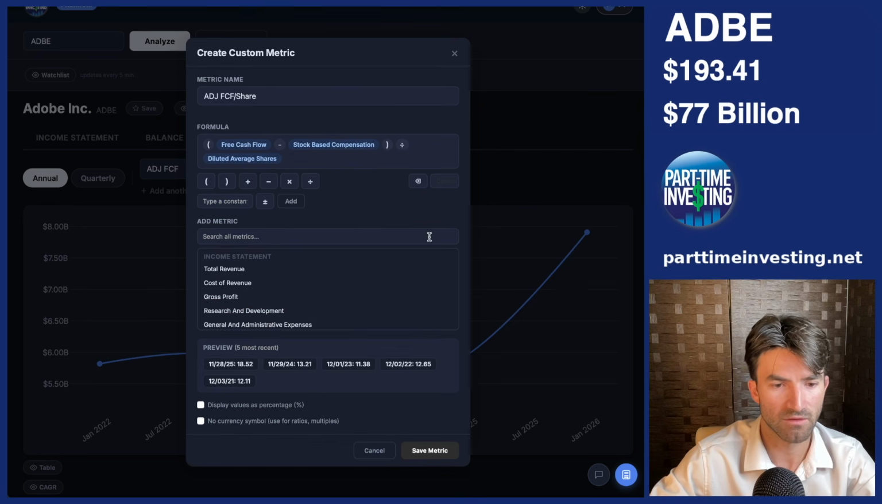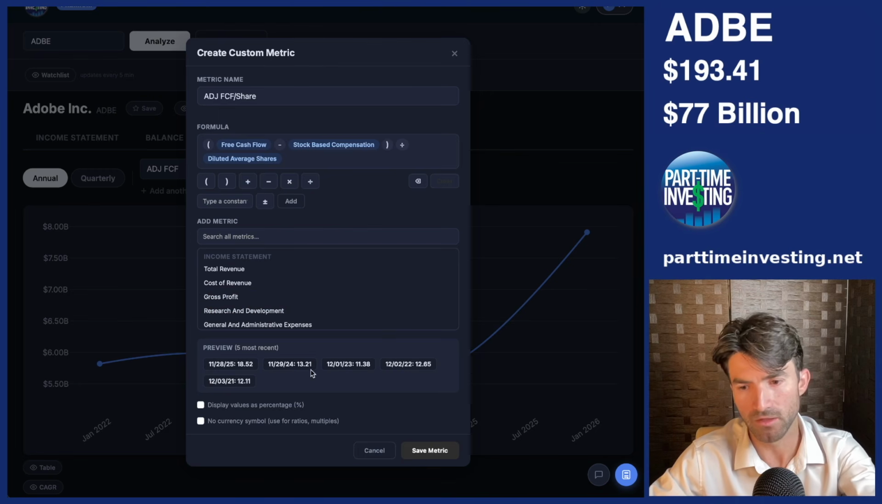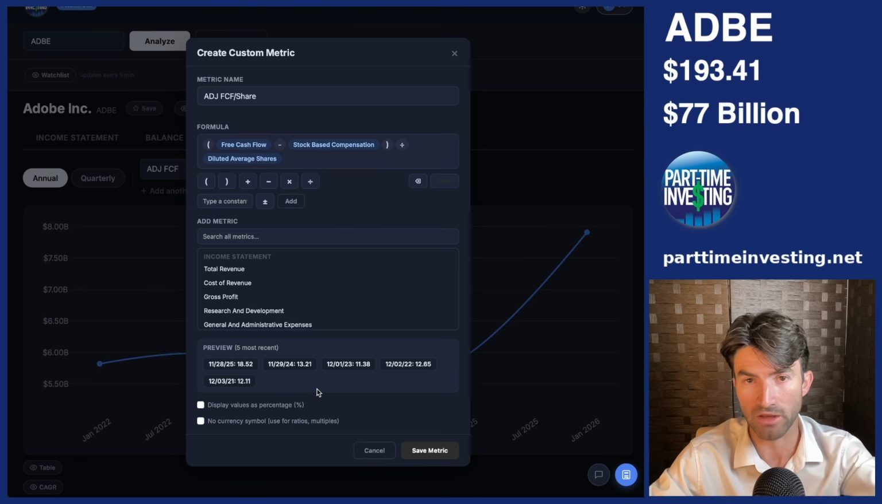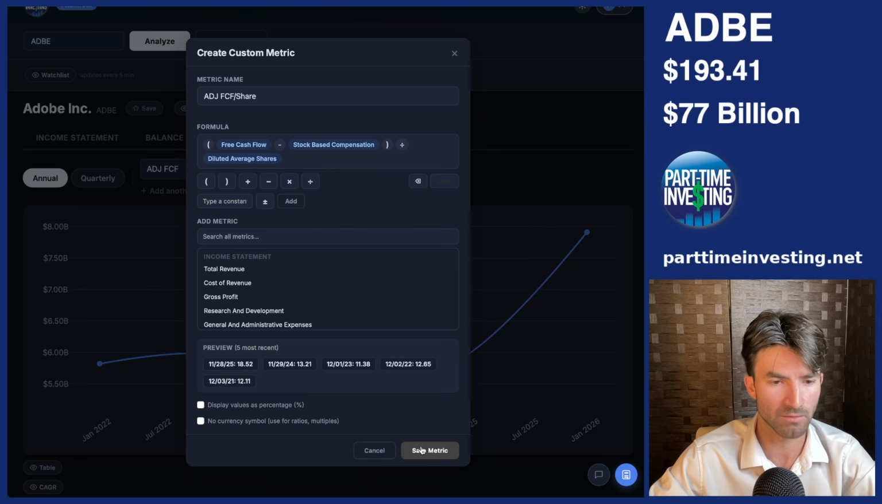Diluted number of shares. And that'll get me, and look, it gives you a preview of the 5 quarters so that you can make sure you don't have some kind of crazy number in there and you had a math error. And if you want to do it as a percentage, you can, if you're doing a ratio or something, but this one's a dollar amount.